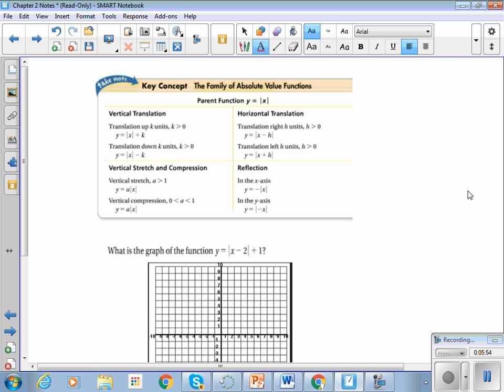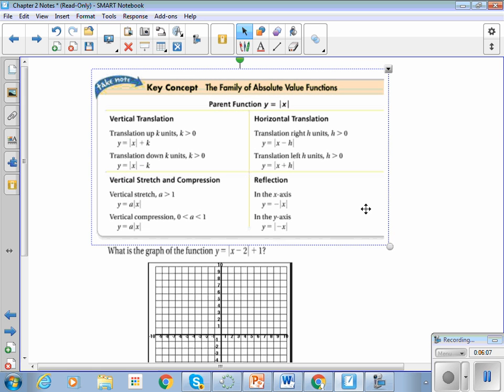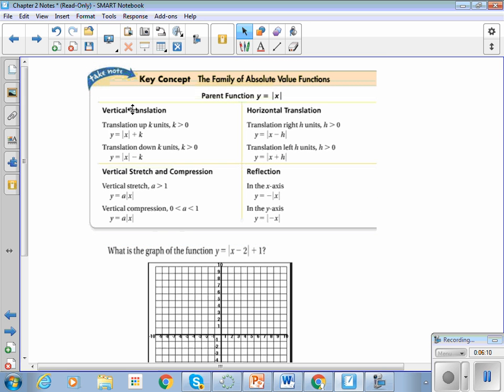All right, so the same translation rules that apply to all of our parent functions apply to absolute value. So if we want to shift our graph up, we add to the absolute value. If we want to shift it down, we subtract. If we want to move it right, we subtract that value from inside the function. If we want to move it left, we add the value. If we want to stretch it vertically, we multiply the outside by a number bigger than 1.